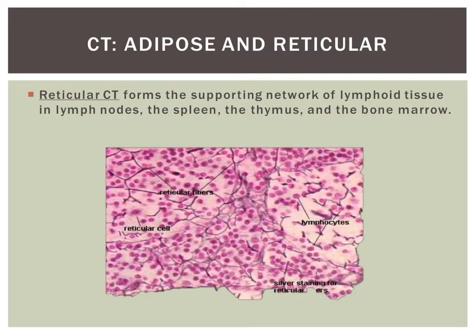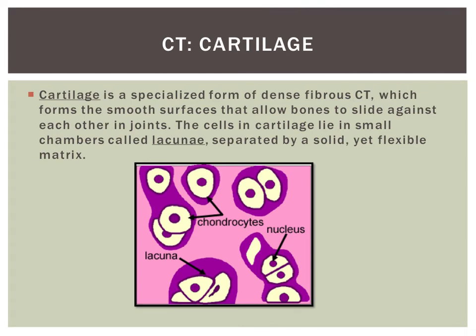Reticular connective tissue forms the supporting network of lymphoid tissue in your lymph nodes. Also found in the spleen, the thymus, and the bone marrow. So reticular connective tissue. Cartilage, and there are several types of cartilage, is a specialized form of dense fibrous, which forms the smooth surfaces that allow bones to slide against one another in joints. So it cushions the bones.